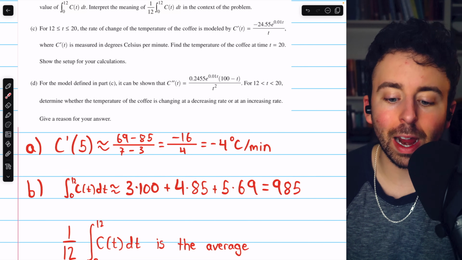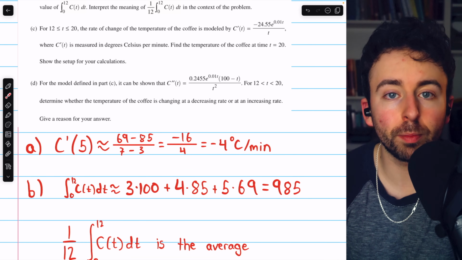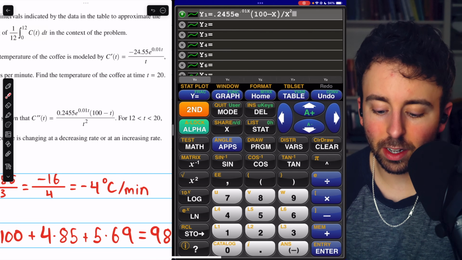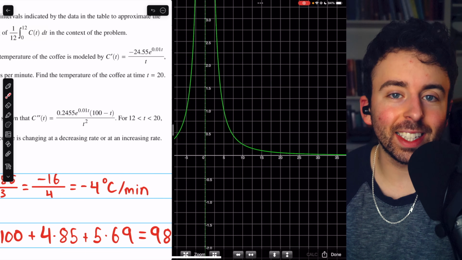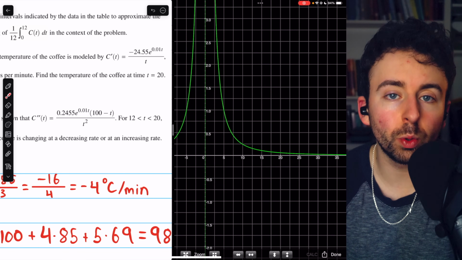So let's just use our graphing calculator to graph this function and see what its behavior is, positive or negative, on this interval from 12 to 20. All right, I've typed the second derivative into the graphing calculator, and here it is. We can see at a glance that the second derivative is certainly positive for t between 12 and 20.